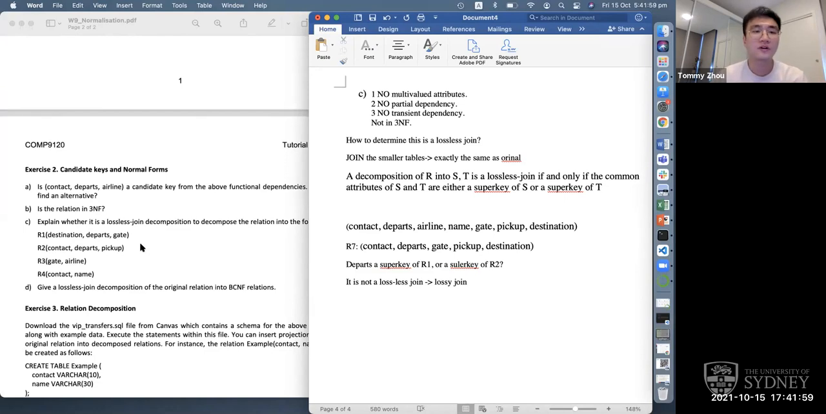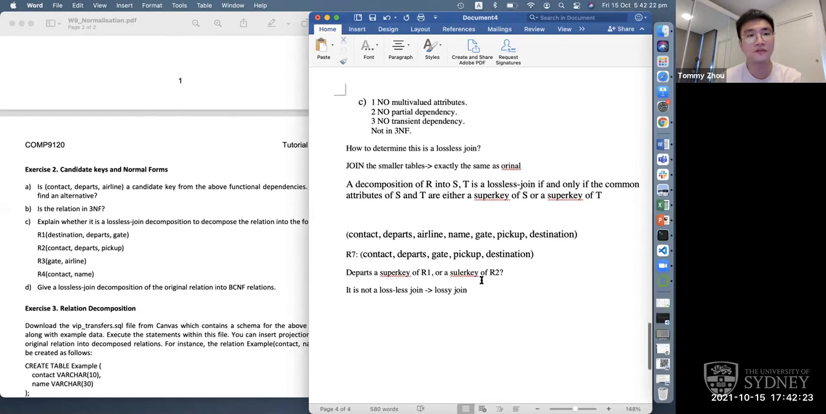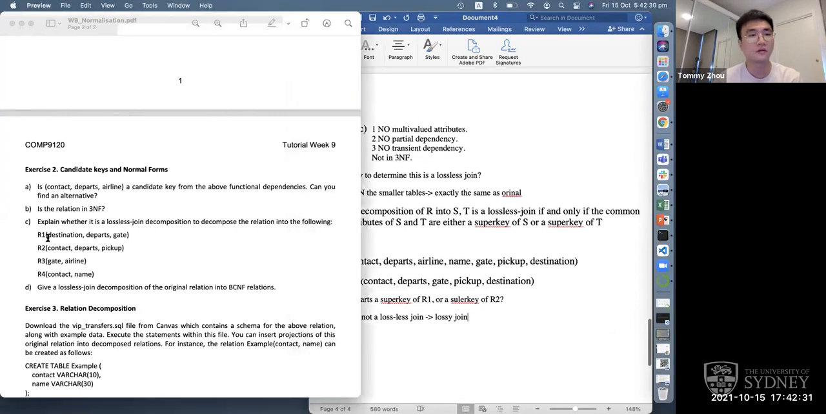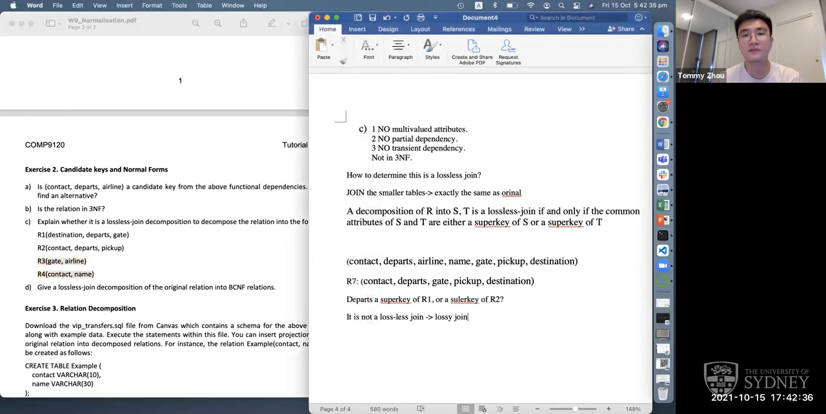Next question: give a lossless join decomposition of the original relation into BCNF relations. Okay. Just because we've already finished the previous question, we know that R3 and R4 can be a legal decomposition as per the definition of BCNF. So let's just use R3 and R4 before we further decompose R7. All right, so we have R3 and R4.